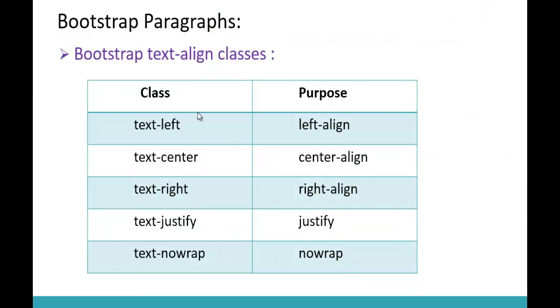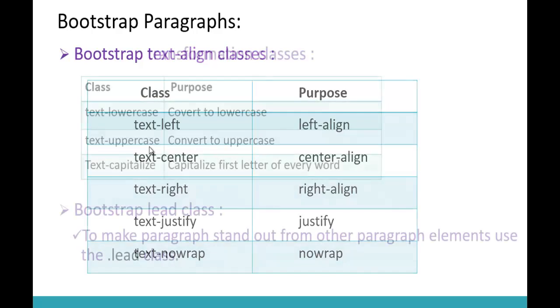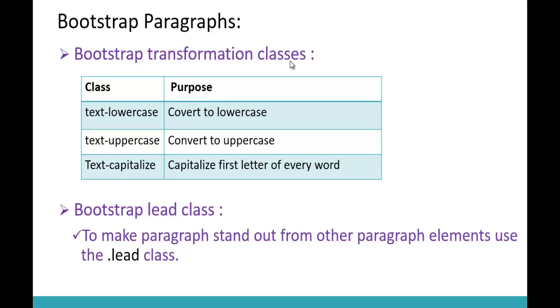And finally, we learned the Bootstrap text align classes. We have 5 text align classes and they have their own importance. Coming to the next part, Bootstrap transformation classes. What do you mean by Bootstrap transformation classes? Text lowercase, text uppercase, and text capitalize. These we call Bootstrap transformation classes. Now let us understand this very clearly.